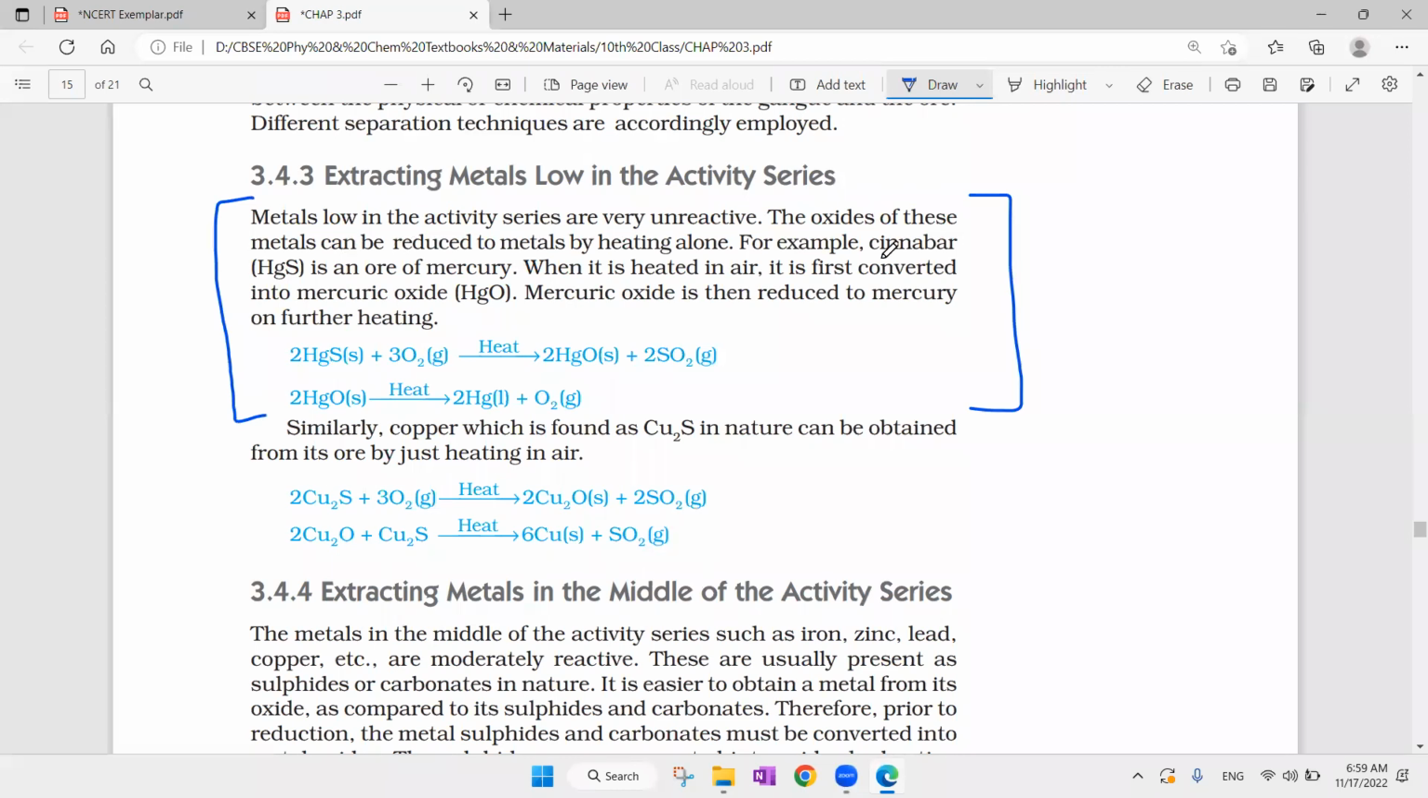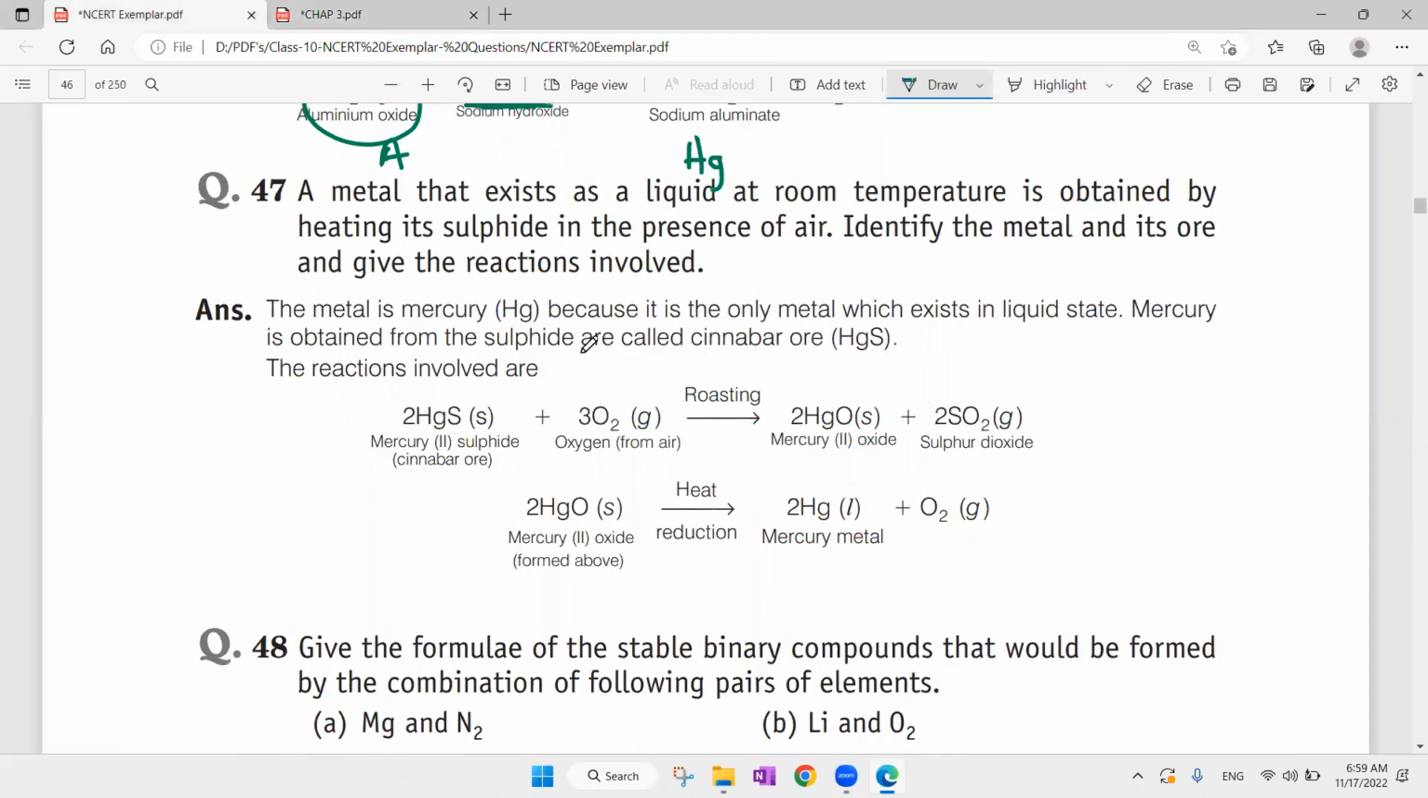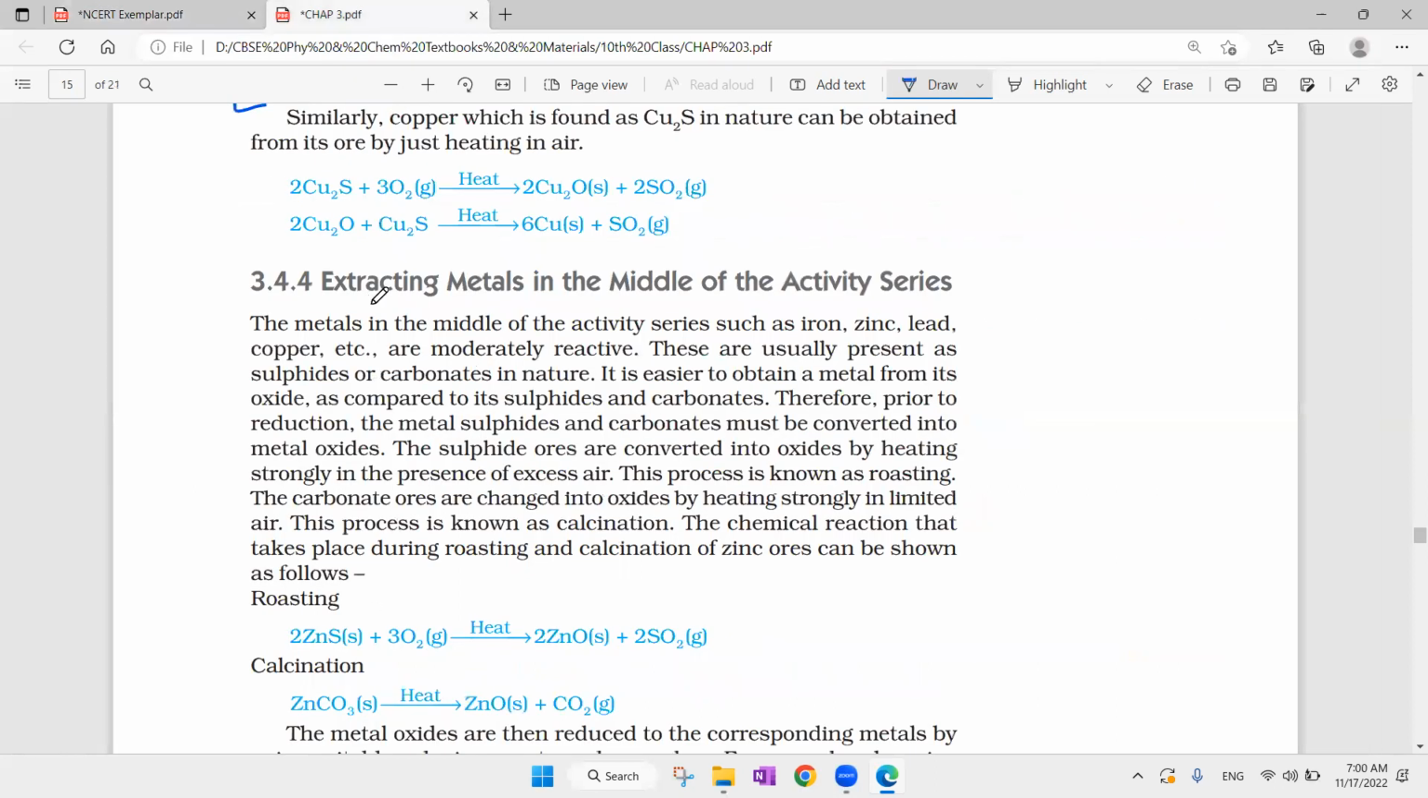Oxides of this metal. For example, cinnabar, nothing but HgS, mercuric sulfide, is an ore of mercury. Now these are the equations you have to see. This is also from your page number 51. The metal is mercury, because it is the only metal which exists in liquid state. This you have to underline. The metal is mercury. Mercury is obtained from the sulfide ore called cinnabar. Underline this: cinnabar ore, that is HgS. Now equations, the same equations present in the textbook you can write.